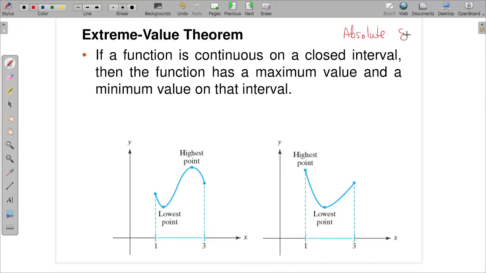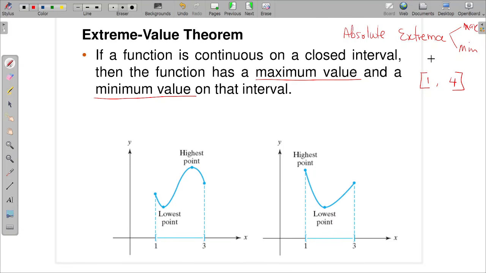Absolute extrema. Don't forget, extrema means maximum or minimum. So we are dealing with absolute maximum or absolute minimum, or both of them. As we are going to see from the extreme value theorem, on a closed interval, let's assume it's from 1 to 4, if we are finding the extrema, then we are going to have a maximum there, and also a minimum there.